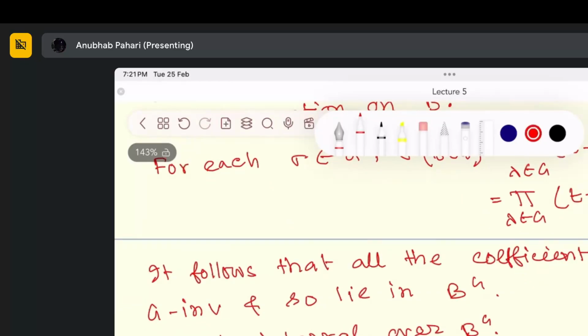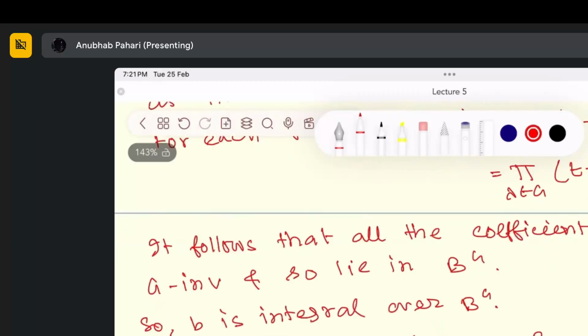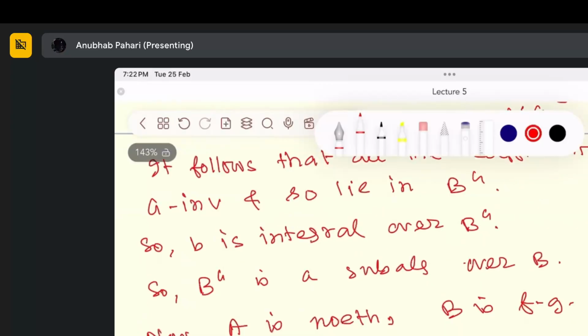Now A is Noetherian, B is finitely generated over A. So claim: let A be a Noetherian ring and B a finite type A algebra, then B is a Noetherian ring.